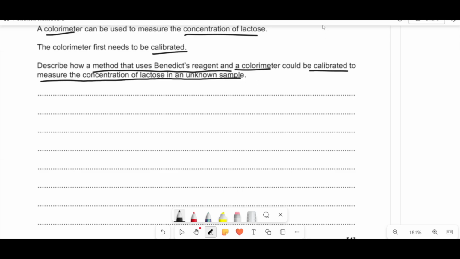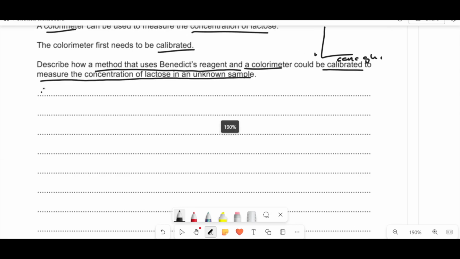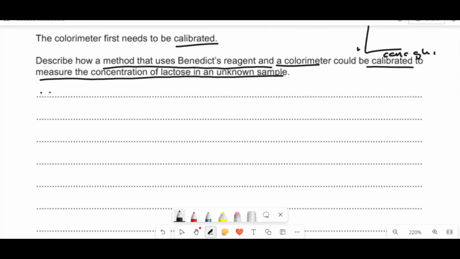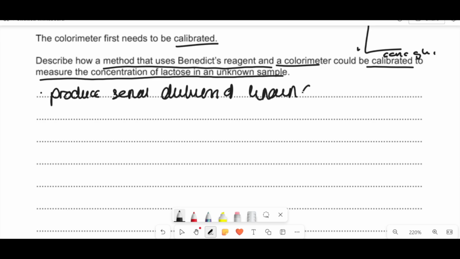So we're going to make a calibration curve, which is where you've got a standard of known concentrations of lactose, and its absorbances from the colorimeter. So first of all, we need to set up and produce solutions of which you know the concentration. You would produce serial dilutions of known concentrations of lactose, because if it has an absorbance of this, then we'll know that it's going to be that concentration. So you would do that.